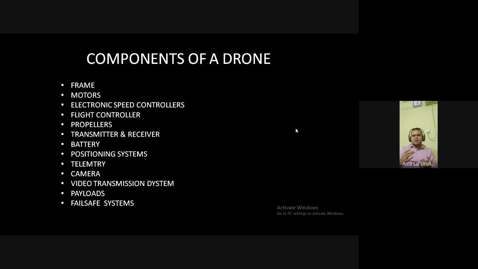In layman's language, you can say it as a remote, and the remote transmits the data to the drone, and then to the flight controller. The flight controller gives the data to the electronic speed controllers, and then they make the motors faster or slower as per the need.